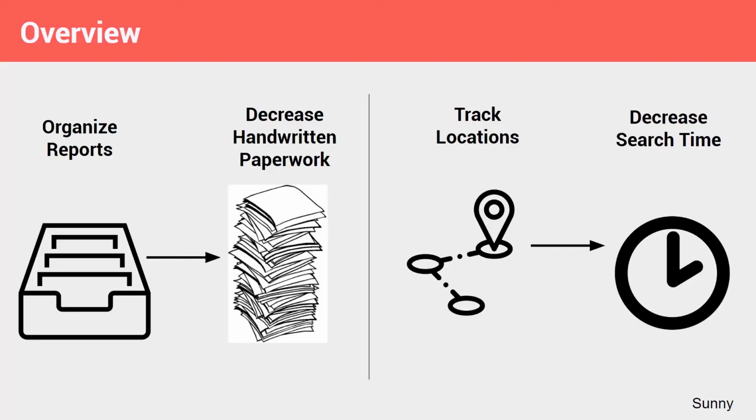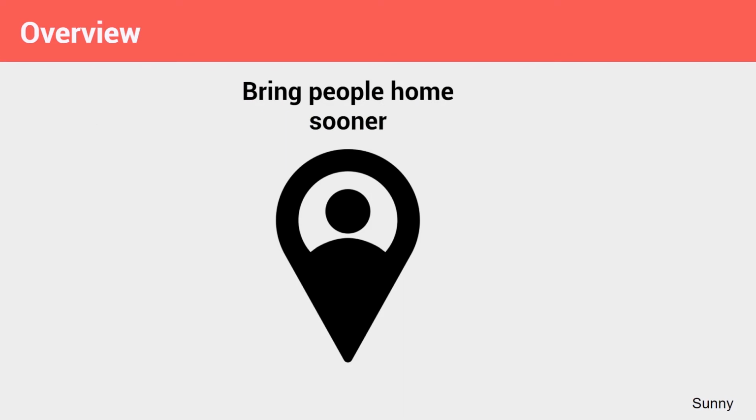So, an overview, our app does two main things. It organizes reports and tracks locations. By organizing reports, we're able to decrease the amount of handwritten paperwork that the search and rescue team has to do. By tracking locations, we allow searchers to see what has and has not been searched, which will help them in planning and reducing the overall search time. Both these combined are essential because ultimately our goal is to bring people home sooner.